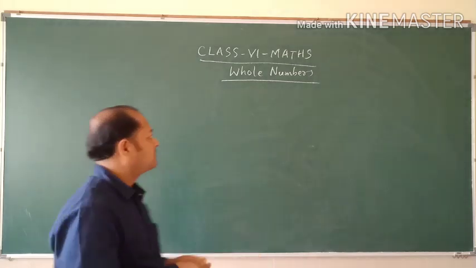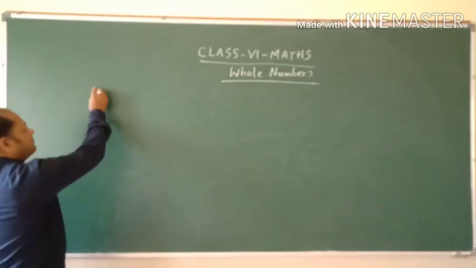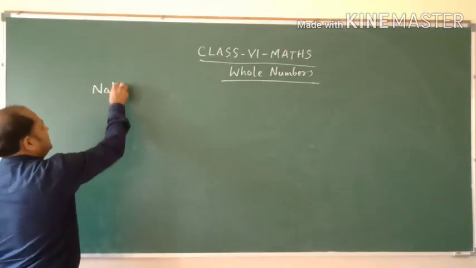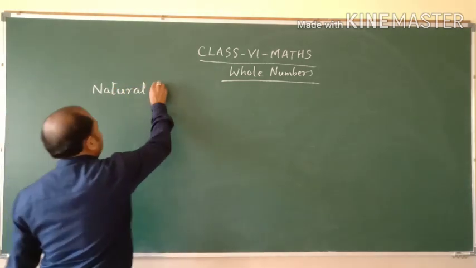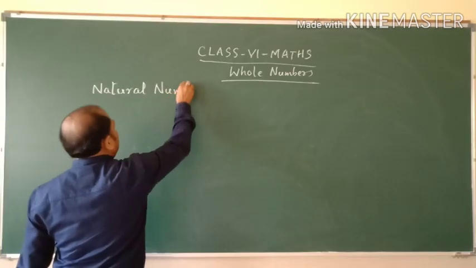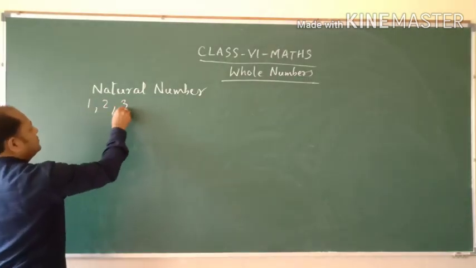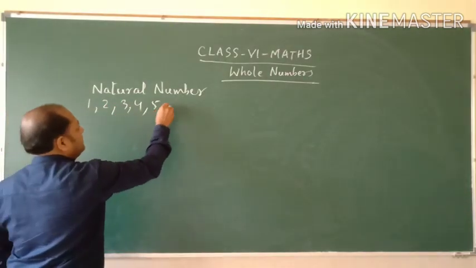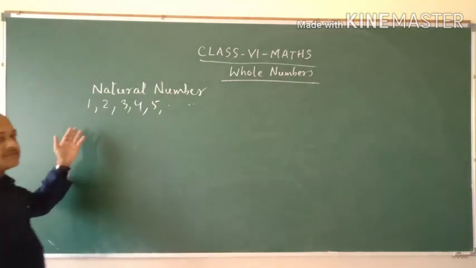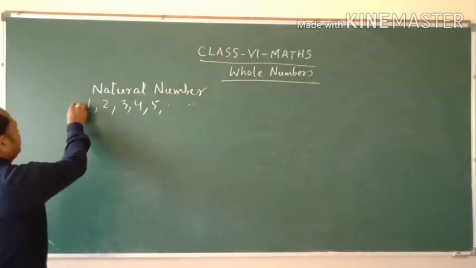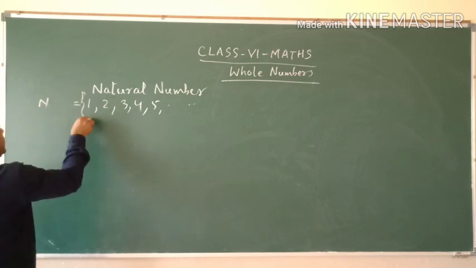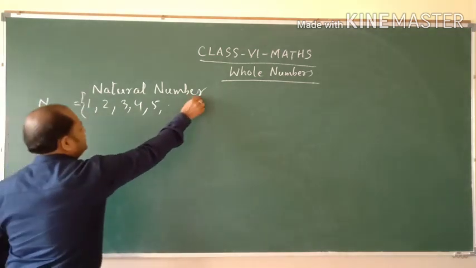Okay, what is a natural number? A natural number starts from 1, 2, 3, 4, 5 up to infinity. These are called natural numbers and the set is called N. So N is the set of all natural numbers.